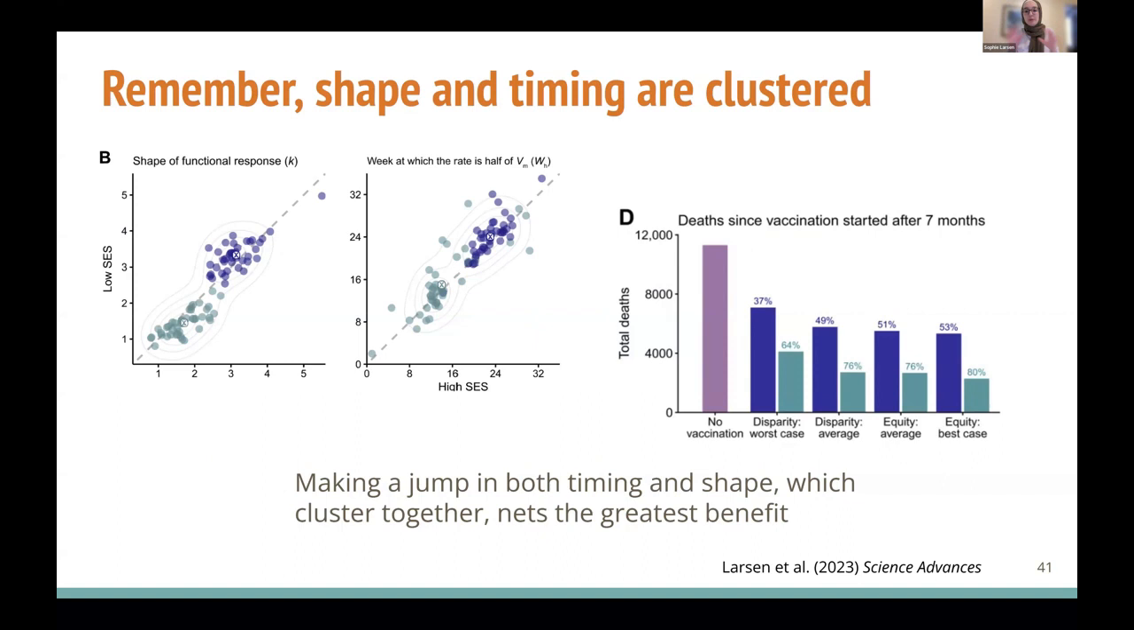So remember, shape and timing are clustered. So even though we might have similar effects when we just change parameter K versus changing equity and disparity, we can actually make a jump in both timing and shape, which are clustered together, and this nets the greatest benefit, like I showed in the bar plot earlier.